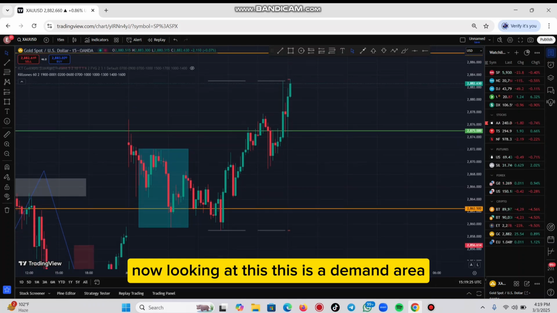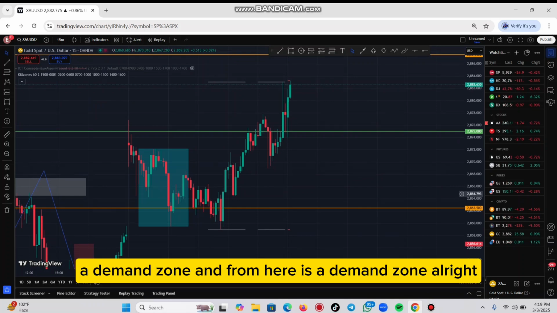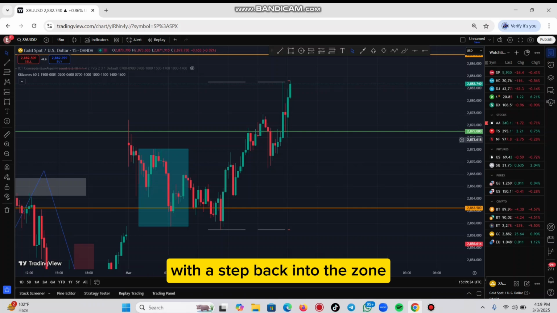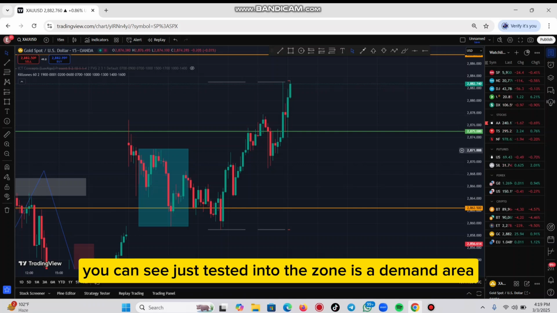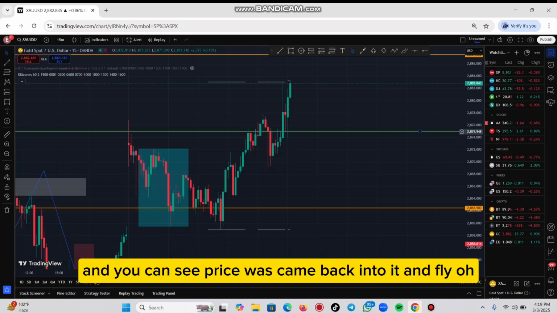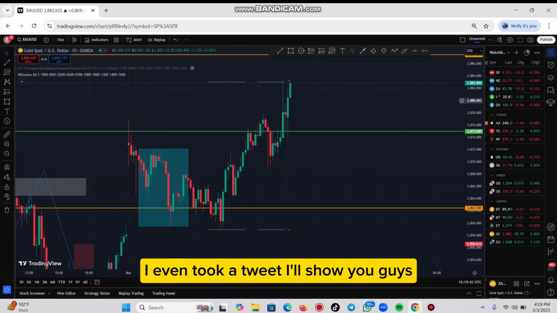Now looking at this, this is a demand area, a demand zone, and from here is a demand zone. All right, because price first pushed out, right? We tested back into the zone. You can see it just tested into the zone. This is a demand area at this point, right? And you can see price just came back into it and flew up. I even took a trade.